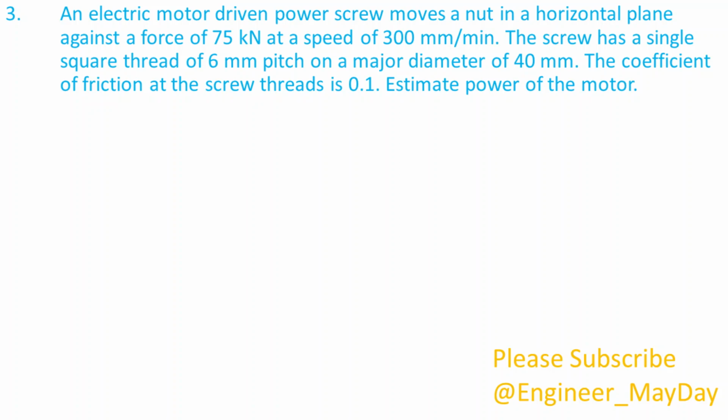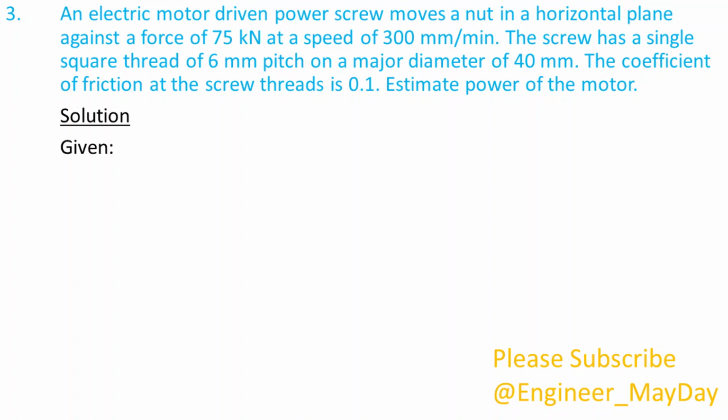Here is a third question. An electric motor-driven power screw moves a nut in a horizontal plane against a force of 75 kilonewtons at a speed of 300 mm per minute. The screw has a single square thread of 6 mm pitch on a major diameter of 40 mm. The coefficient of friction at the screw threads is 0.1. Estimate the power of the motor.